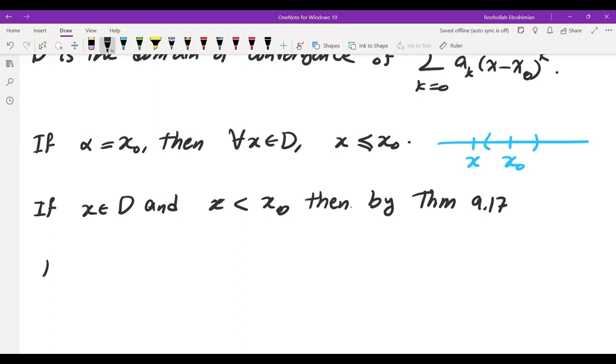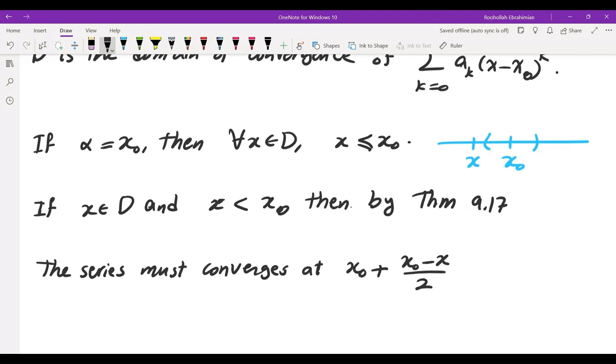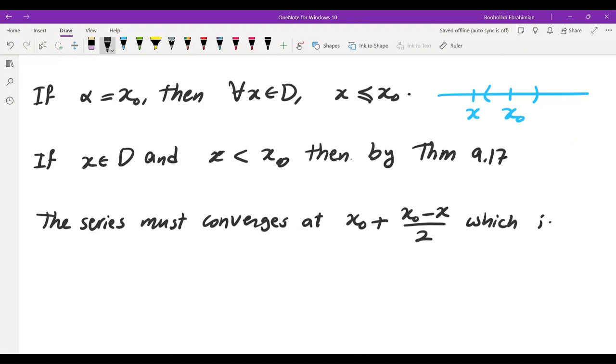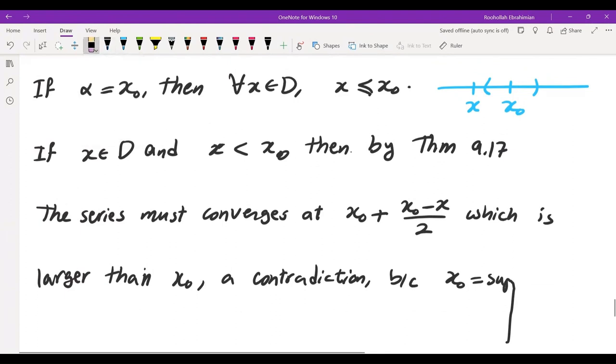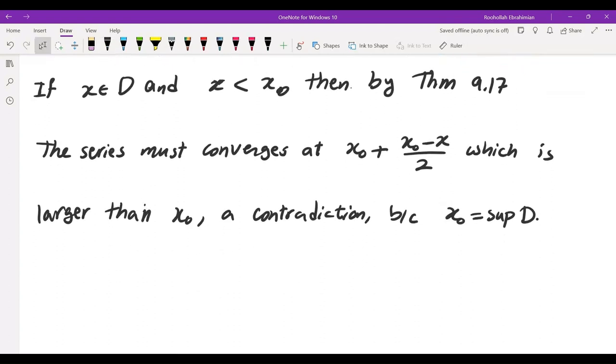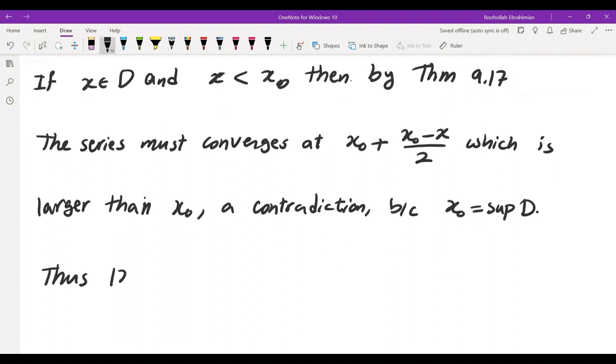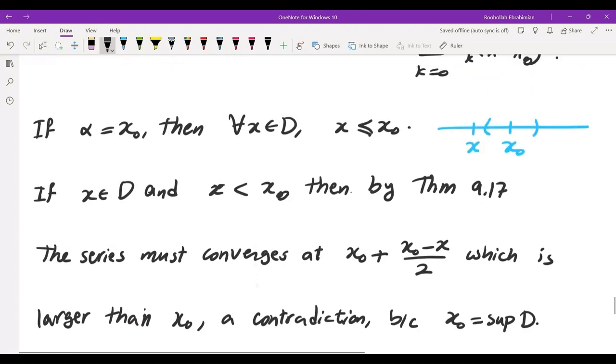By theorem 9.17, the series must converge at, so you can take x naught and you can add x naught minus x over 2, which is larger than x naught, which is a contradiction. Because x naught was the supremum of the domain of convergence. So what we showed is that everything in D must be greater than or equal to x naught. So that means D must be just x naught. So that's the case when alpha is equal to x naught.